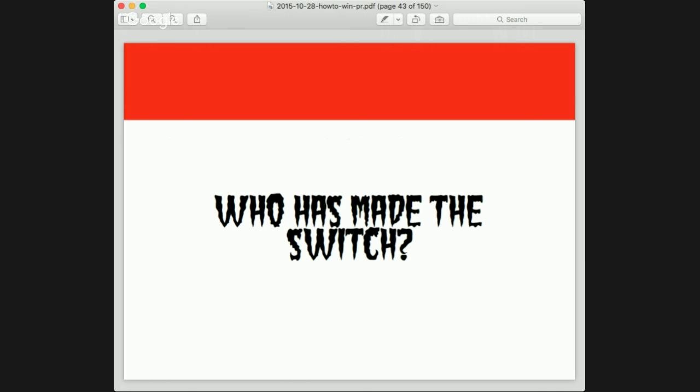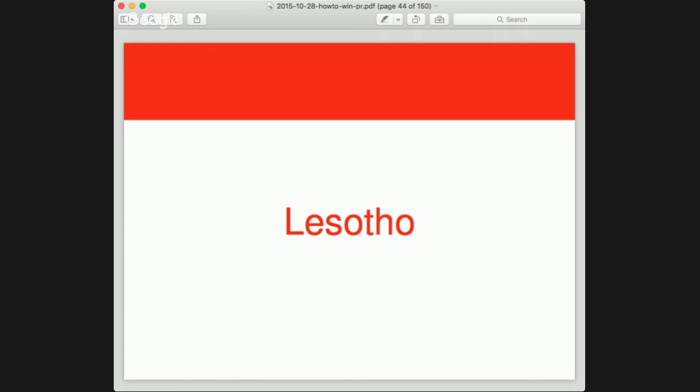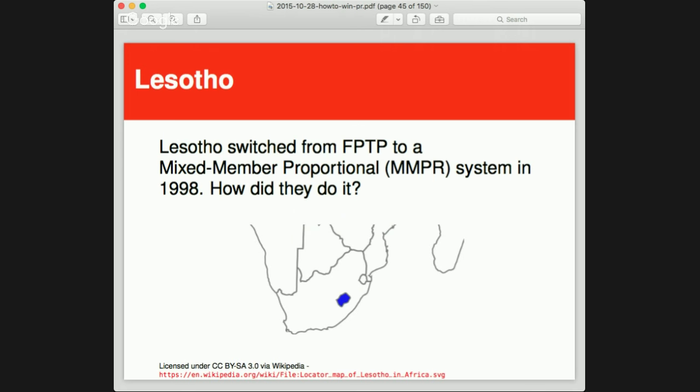Now I want to get into some case studies. Okay. So let's start talking about Lesotho. What's Lesotho? Where's Lesotho? Lesotho is an African country. It's completely surrounded by South Africa. And they switched from first past the post to a mixed member proportional system in 1998. Now, I'm not sure that there's a lot of lessons that we can draw directly into the Canadian experience, but I think it's very interesting as an example because their voting system change actually solved a real problem they were having.